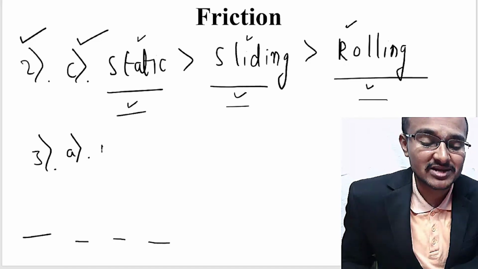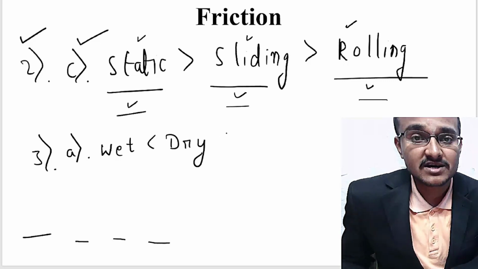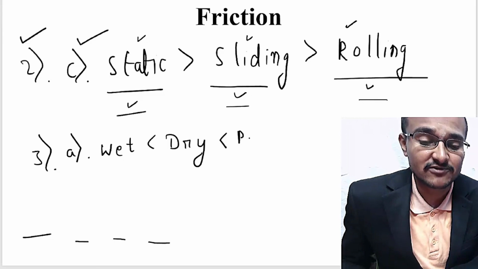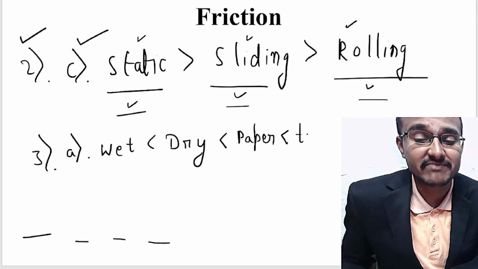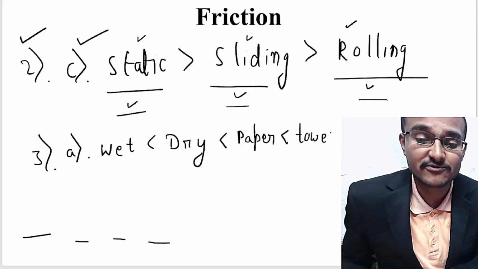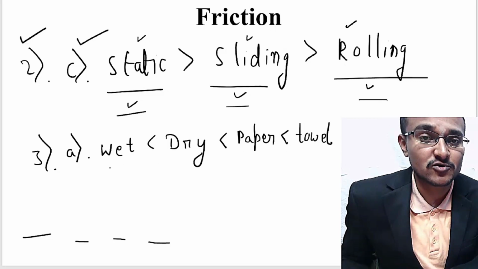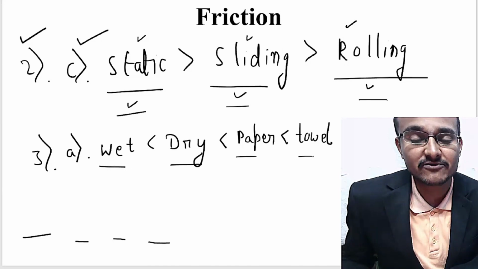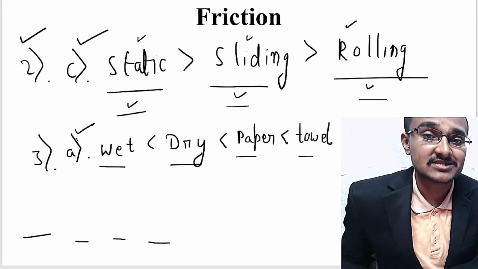So now wet floor applies very less amount of friction, hence wet floor comes first. Then dry floor applies much higher friction than wet floor, hence dry comes next. Newspaper applies more friction than dry floor, hence newspaper comes in the third place. And at last, towel applies maximum amount of friction compared to wet floor, dry floor and newspaper, hence towel comes at last. So if you want to write frictional force in increasing order on these particular surfaces, then wet comes first, dry comes next, newspaper and towel. So this is the increasing order. So the correct option for this third question is option A.